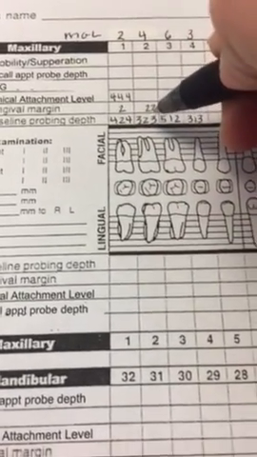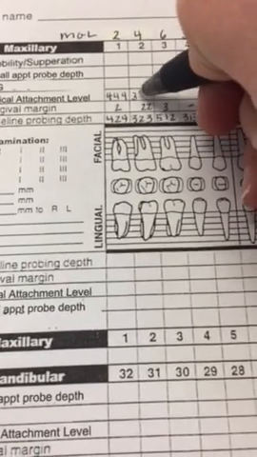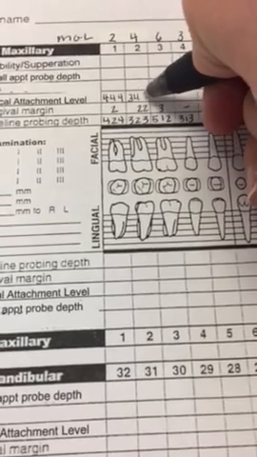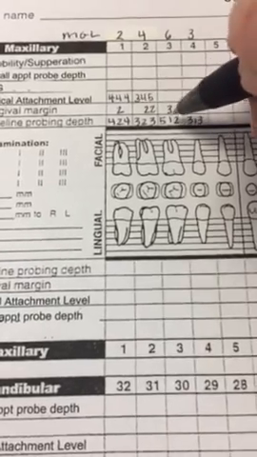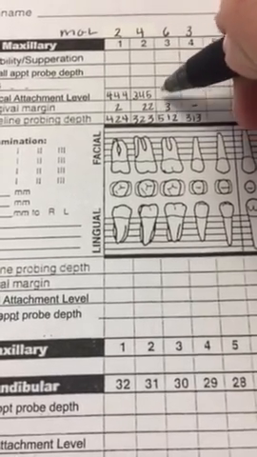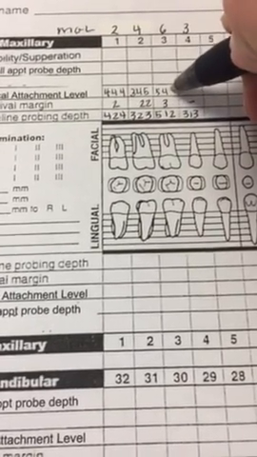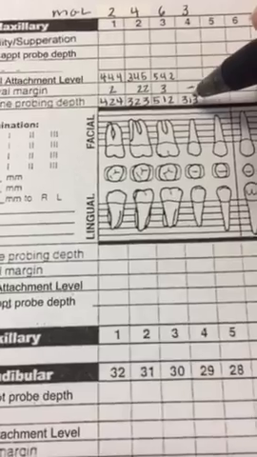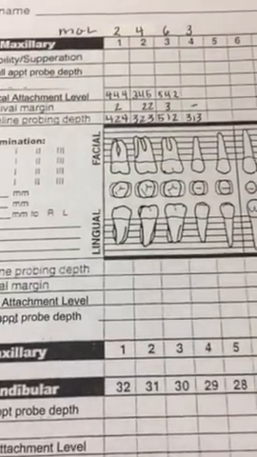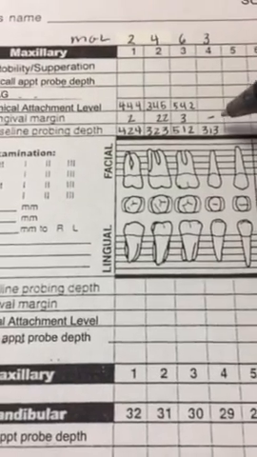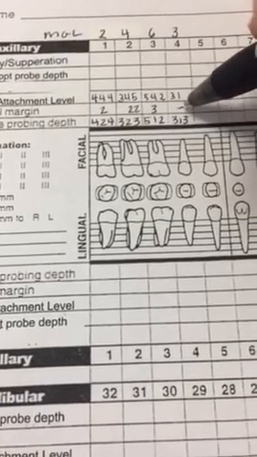For tooth number 2, we're going to do 3 plus 0 is 3, 2 plus 2 is 4, 3 plus 2 is 5. That will be the clinical attachment level for tooth number 2. For tooth number 3, 5 plus 0 is 5, 3 plus 1 is 4, 2 plus 0 is 2, and then for tooth number 4, which has no recession, because remember gingival margin is where the gingival margin sits, there's no recession, 3 plus 0 is 3, 1 plus 0 is 1, and 3 plus 0 is 3.